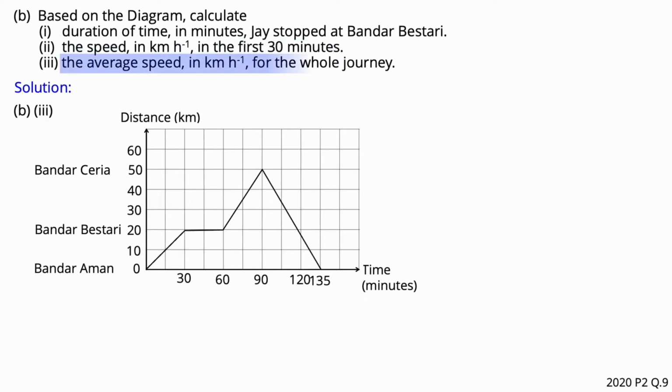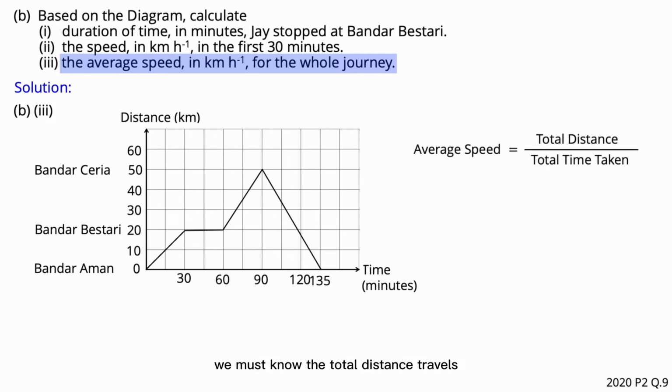Calculate the average speed in km per hour for the whole journey. To calculate the average speed, we must know the total distance traveled and the total elapsed time of his whole journey. Average speed equals total distance divided by total time.